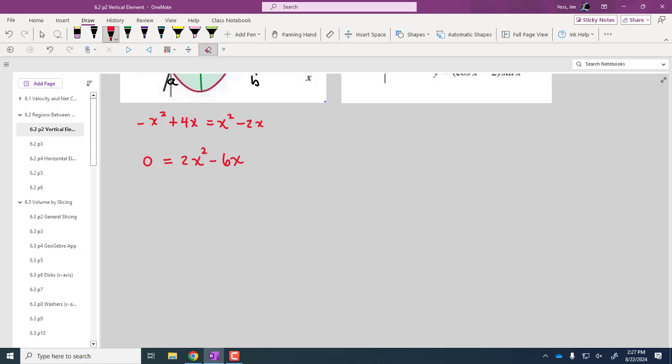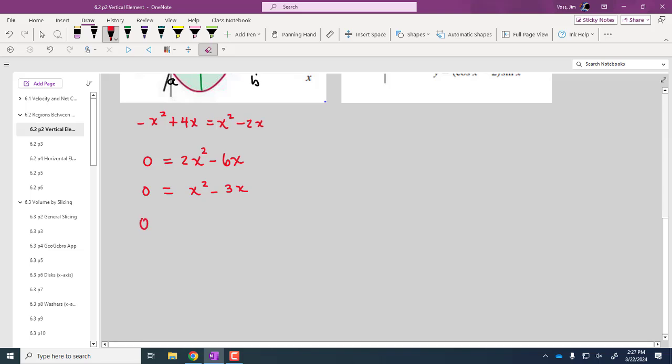Or we could just divide out the 2. The 2 does not matter, right? We can divide by a constant. That's fine. We can do that. Now we factor. We've got a common factor of x, so it comes to the front, and we're left with x minus 3 as the second factor.